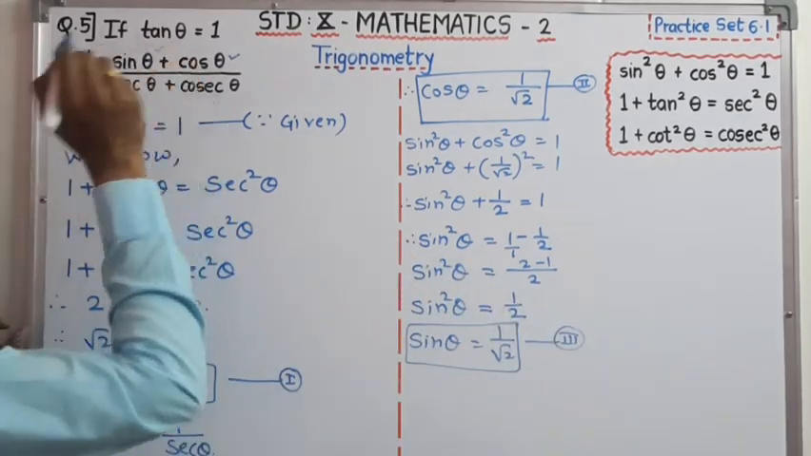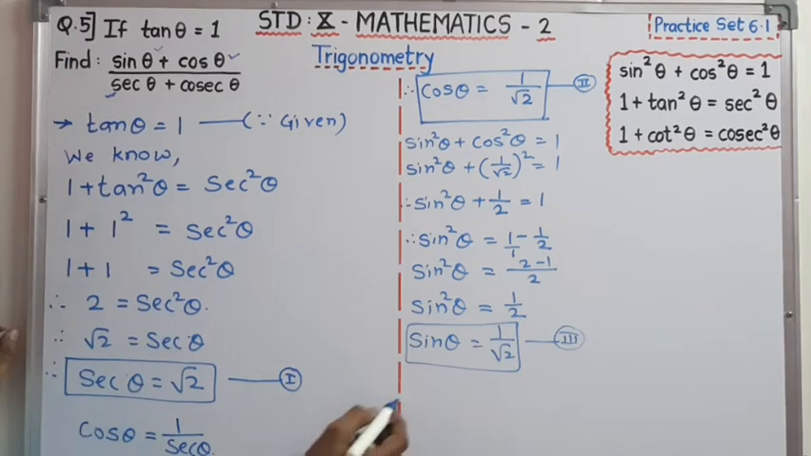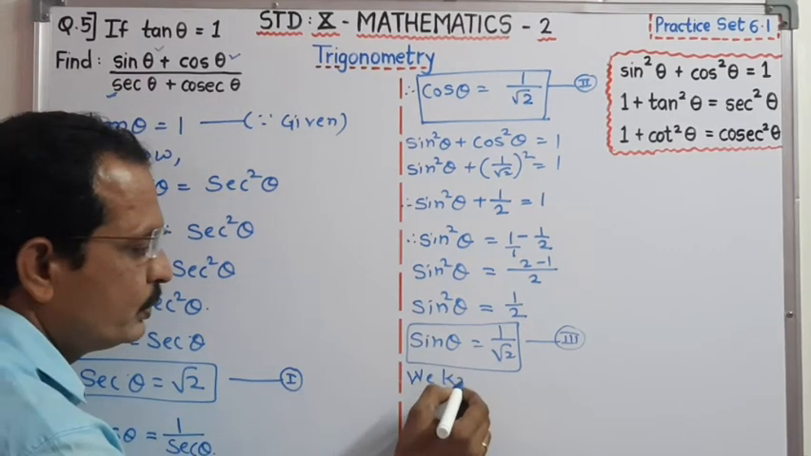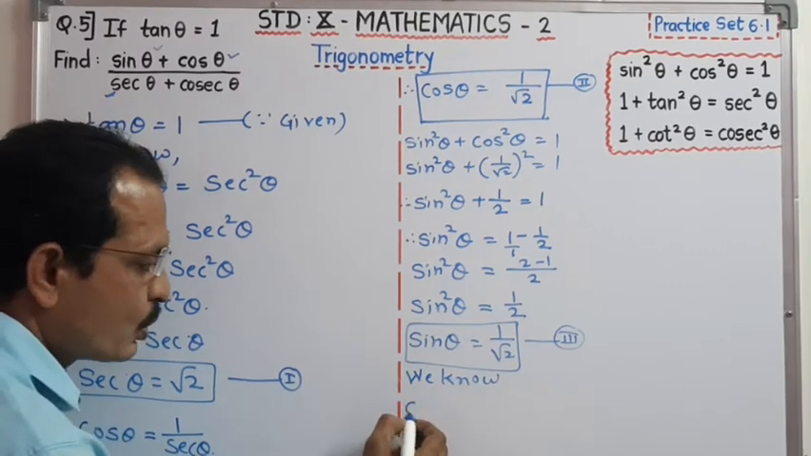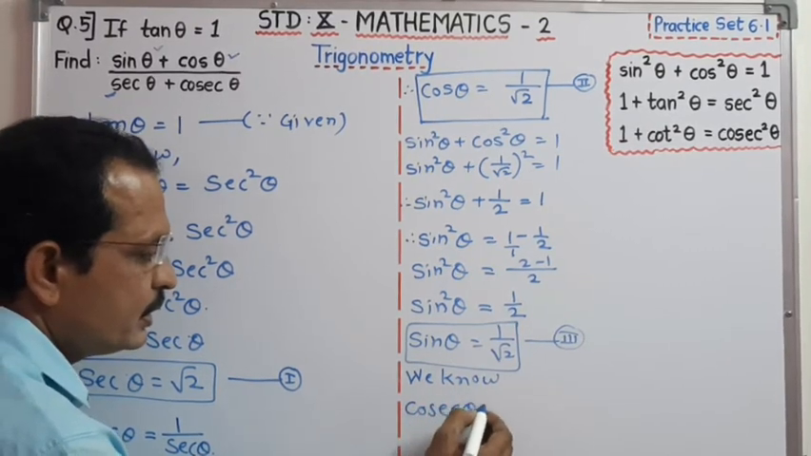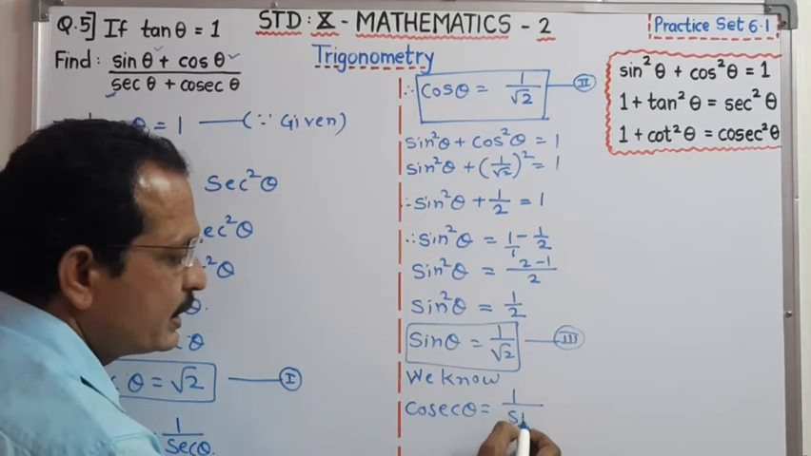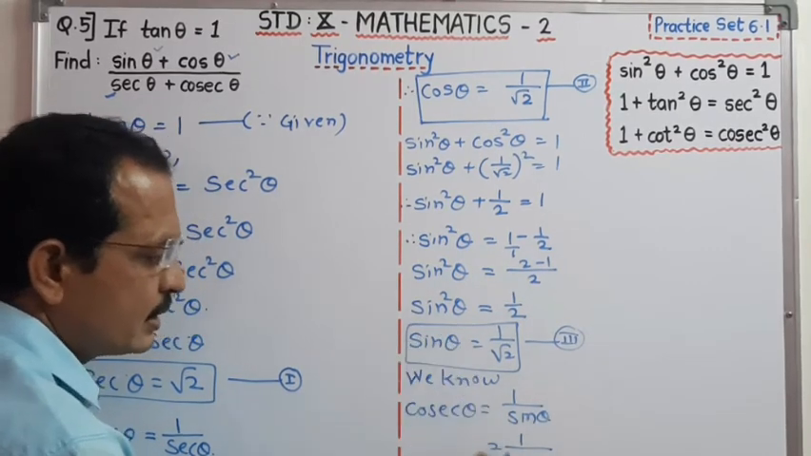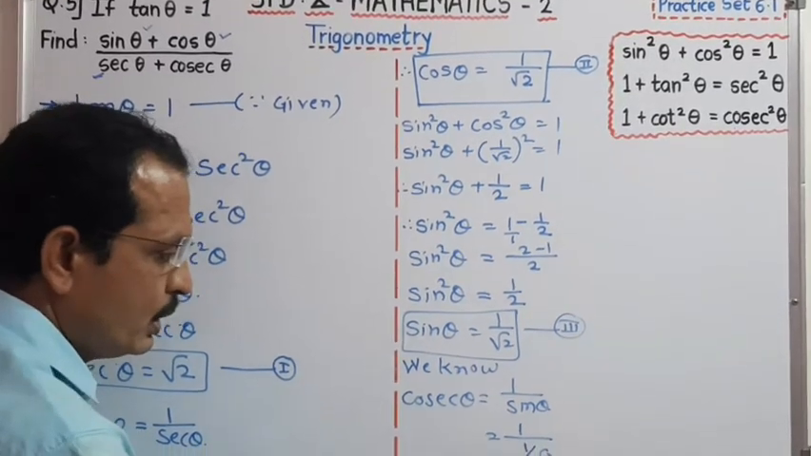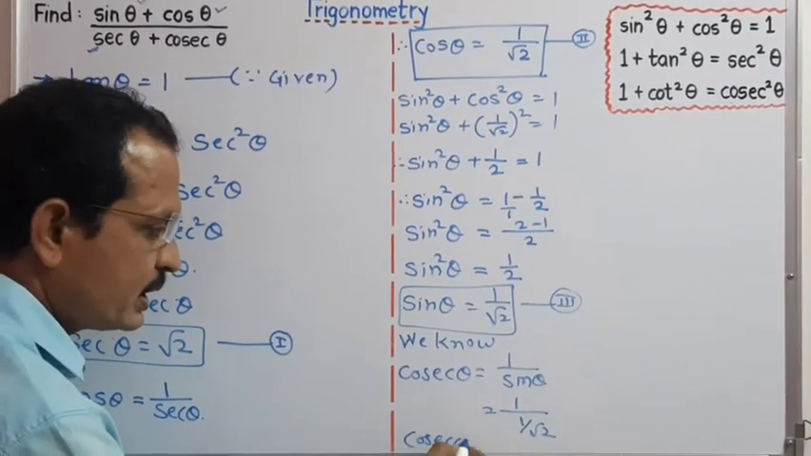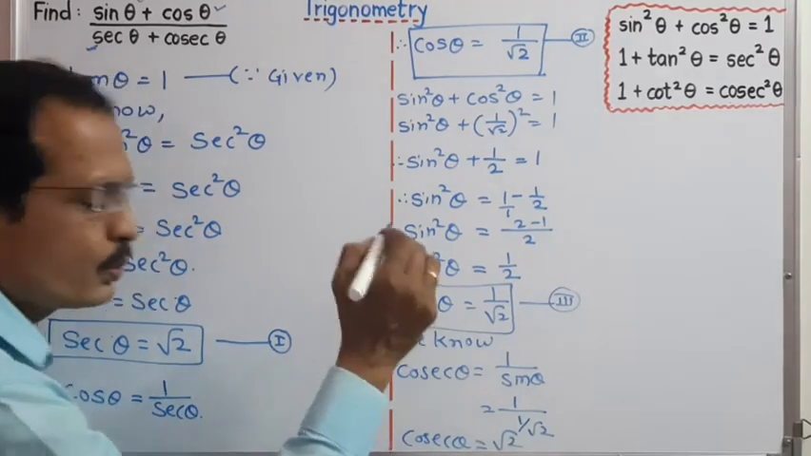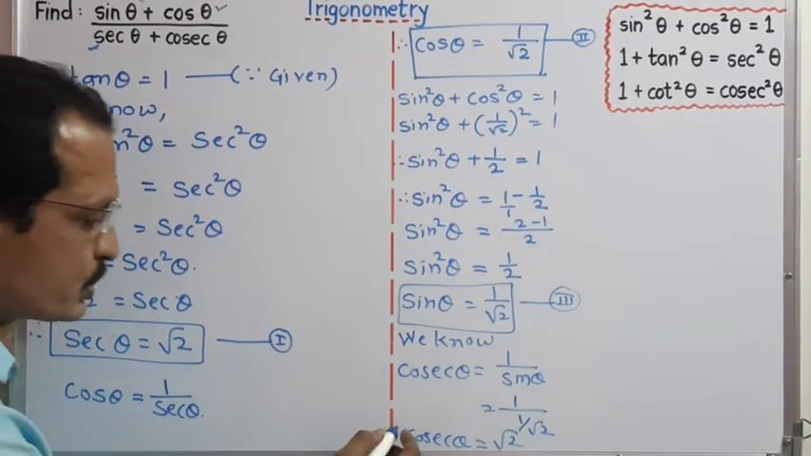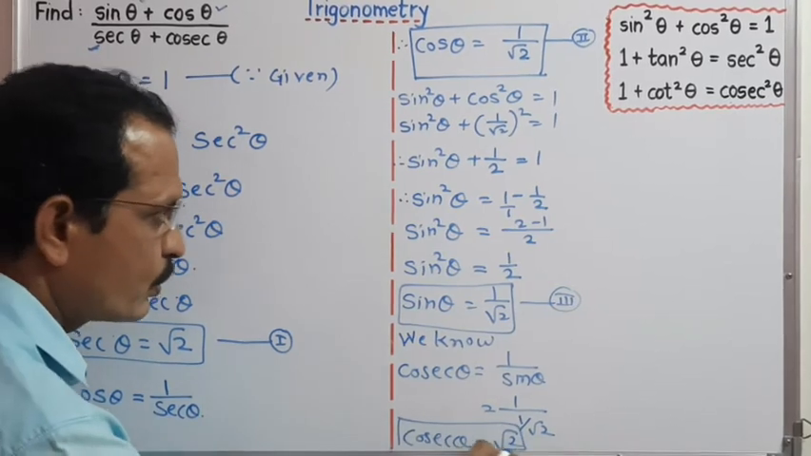We got sin theta. Now we require cosec theta. Here we know that cosec theta is equal to 1 upon sin theta. Therefore, dear student, 1 upon sin theta is 1 upon 1 upon root 2. Therefore cosec theta is equal to root 2. Dear student, sec theta is root 2, and cosec theta is also root 2.